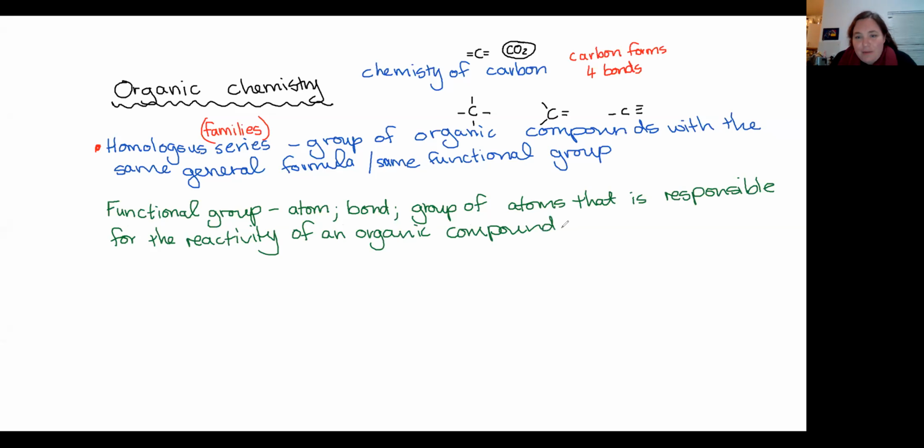I like, once again, but don't ever write this in an exam, to think of the functional group as the superpower. What is it that makes that particular molecule able to react? And sadly, in the case of organic chemistry, some of the molecules have really pathetic functional groups that don't do very much, and others have very powerful functional groups that lead to them having a huge amount of reactivity and therefore being rather interesting to study.